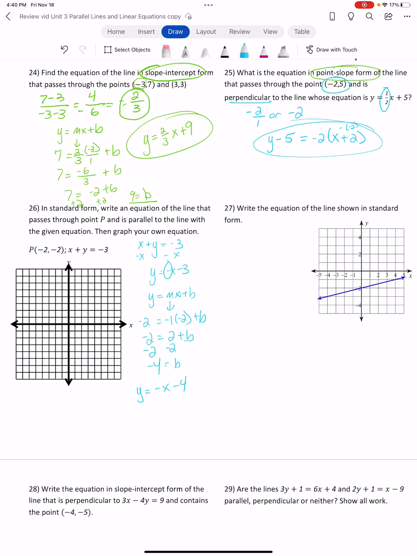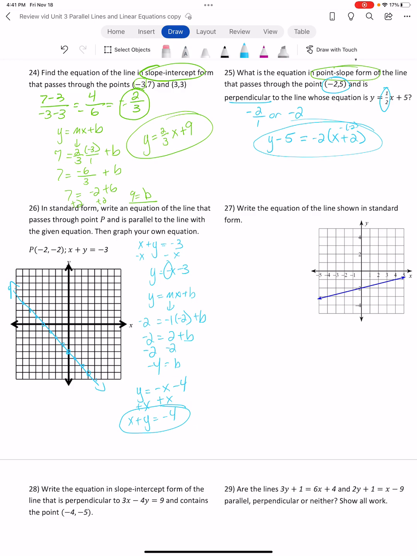If we're putting it in standard form, if we had fractions, we'd have to get rid of them. I don't have fractions, so I don't have to. So this is going to be x plus y is equal to -4. There's my standard form. So this is -4, and then my slope is -1. So if I wanted to graph this, make sure you have arrows for your graph.